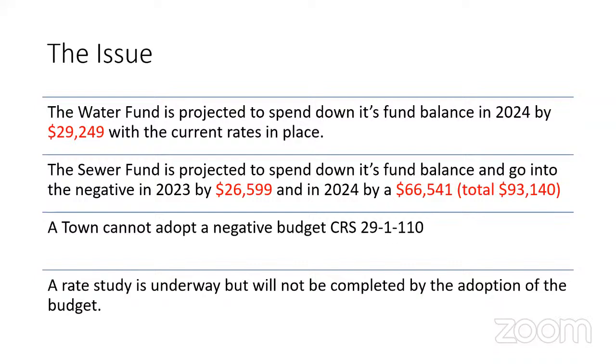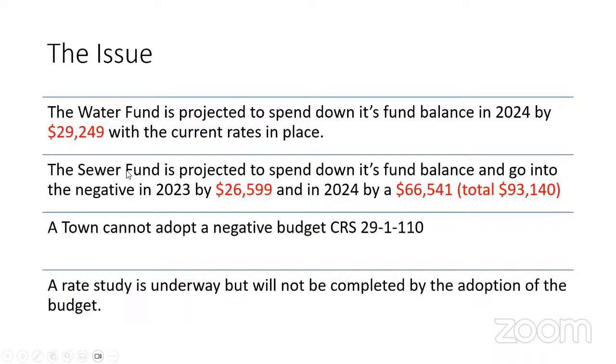Okay, so our water fund now is projected to spend down its fund balance in 2024 to a negative 29,249. So this is adjusted from your packet. I had a meeting with our accountant today and she adjusted the ending fund balance. That will come into play later on in the presentation.